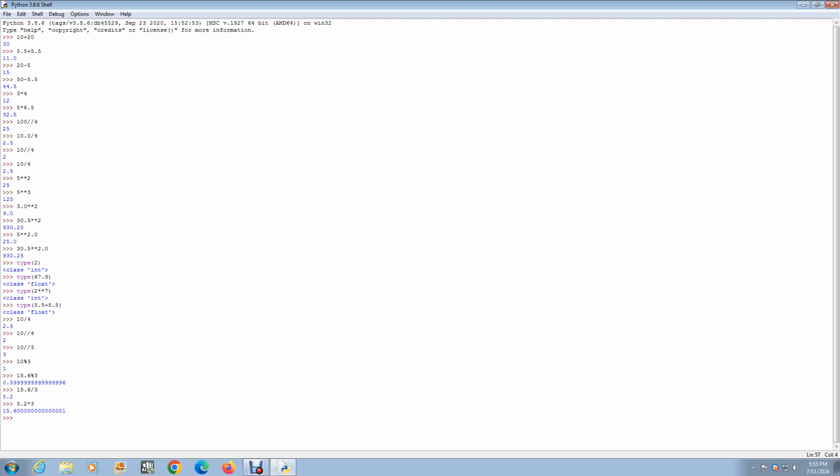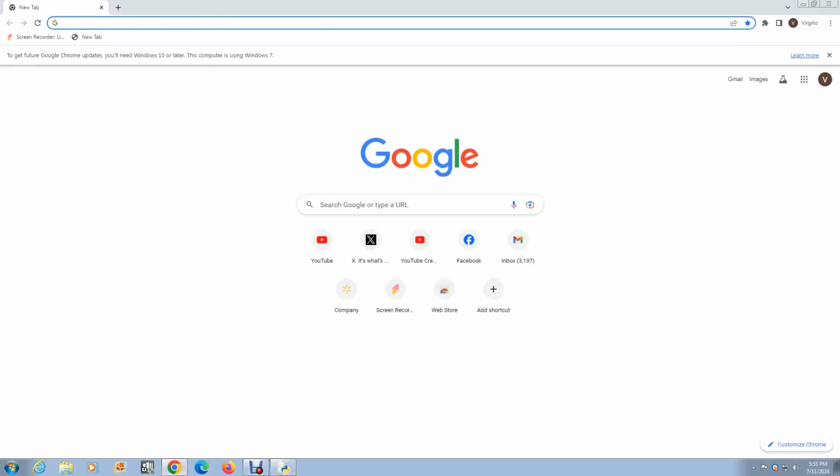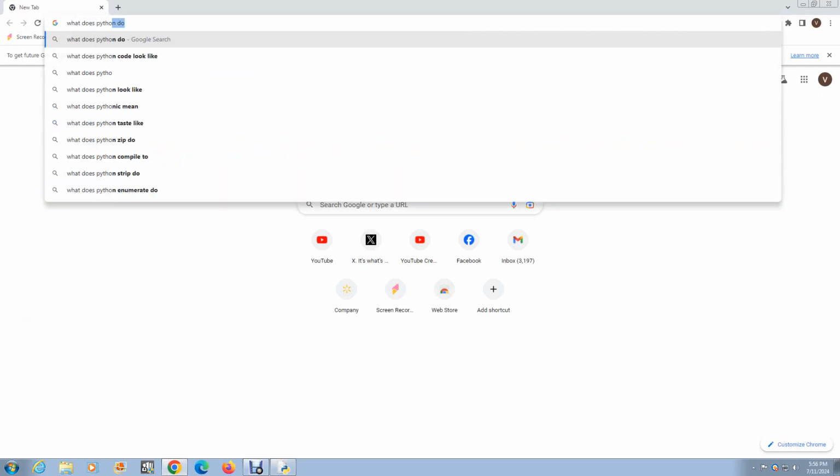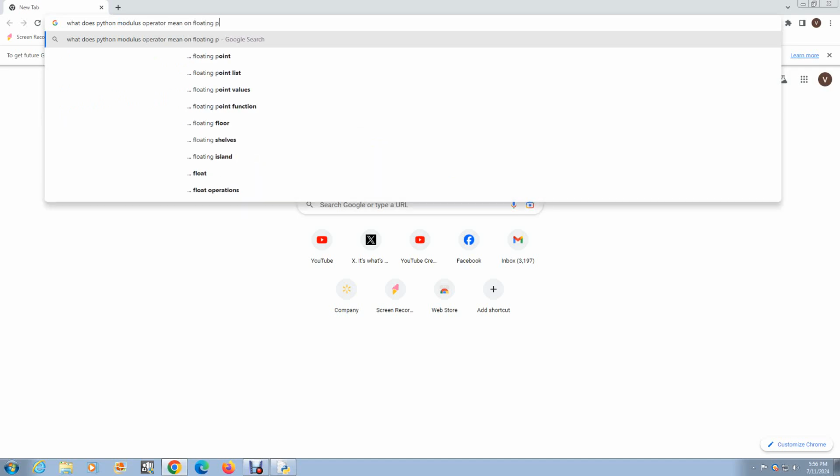That means that when you do the modulus, it is interpreted a little differently. Let's see, so that we can check what the Python modulus operator means on floating points.